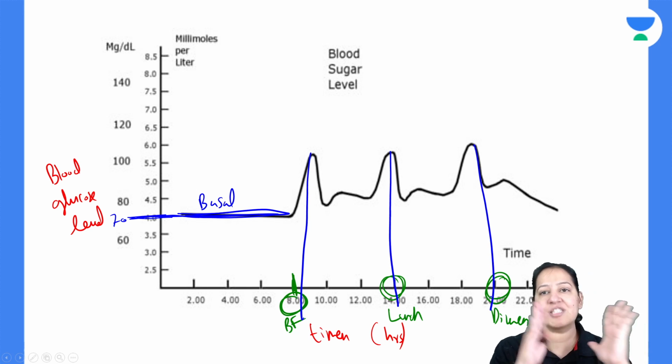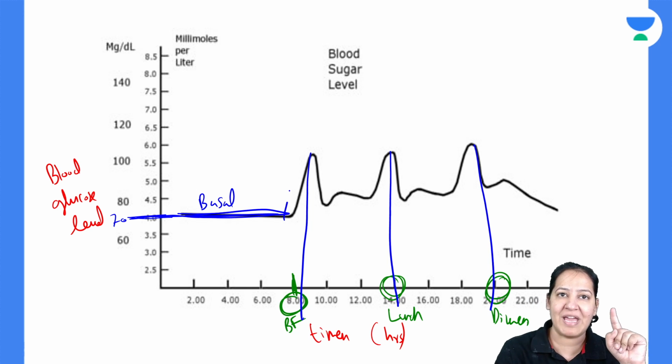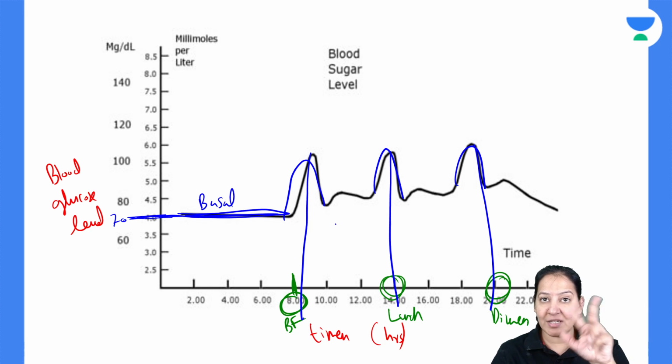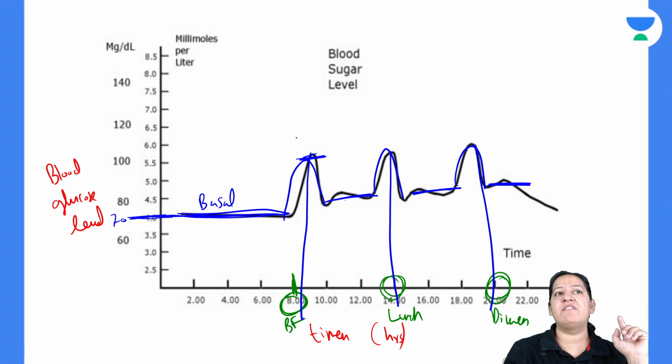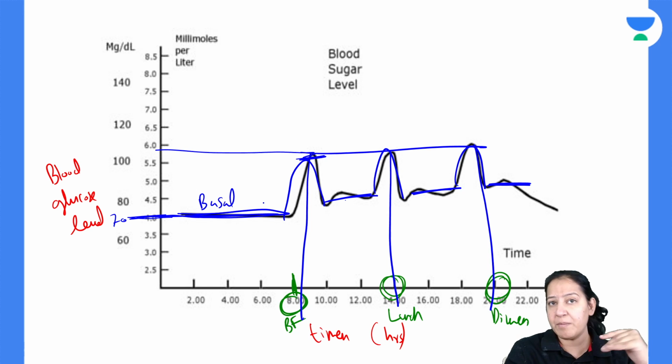So post breakfast, post lunch, post dinner, we have a peak. And between the two meals, that is the inter-meal period, again there is basal blood sugar. Basal is between 80 to 100 or 70 to 100, and peak is within 140. You can see it is almost 120, but never more than 140.